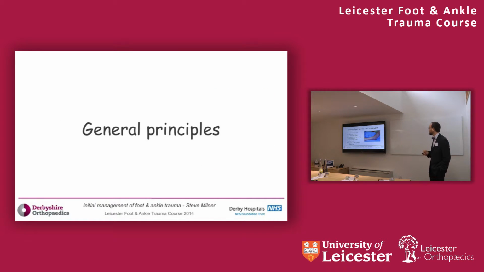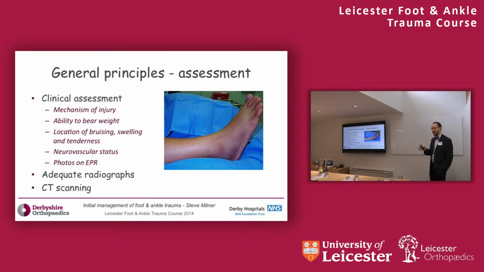So general principles first. The single most important tool that you have at your disposal is the ability to take a good, careful history and to perform a thorough physical examination of your patient. And in particular, I think some of the things you need to pay attention to are the mechanism of the injury. How did it actually happen? And get as clear a description as you can from your patient of how they came to injure themselves. In particular, what you're interested in is what force was applied to the foot or ankle and in what direction.